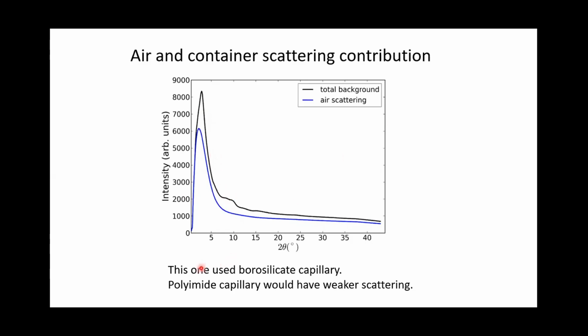This example used the borosilicate capillary, which gives a relatively strong contribution. If you use polyimide, the contribution can be minimized further. And that's the reason we prefer to use a polyimide capillary, which has a very small contribution to the background. And that would be very helpful if you're dealing with weak scattering samples.